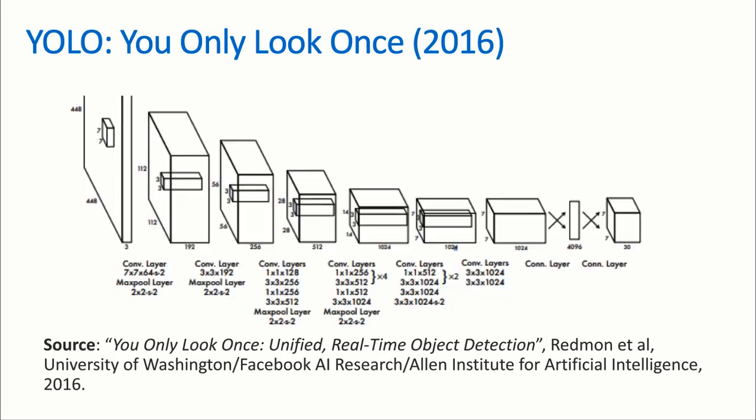YOLO's model is extremely simple and extremely fast. The model only has 24 convolutional layers, followed by 2 dense layers. It poses detection as a regression problem, so it doesn't have a complex pipeline like faster RCNN. Also, unlike region proposal-based techniques, it reasons globally about the image when making predictions, and this can actually help prevent it mistaking parts of the background for an object.